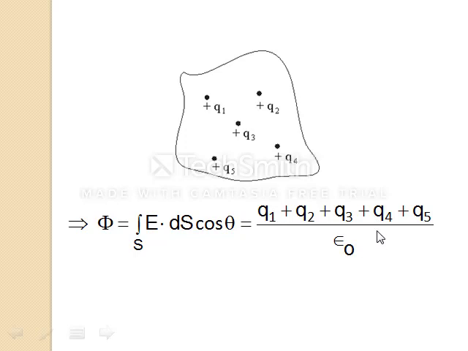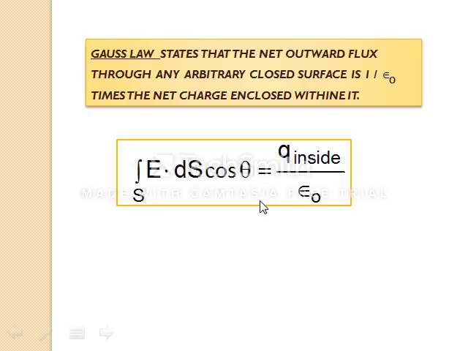And this is what we call Gauss law. So Gauss law states that if we have an arbitrary shaped closed surface, the net flux through that surface will always be equal to 1 by epsilon naught times the charge inside it. The charges which are outside that surface would not have any contribution. Suppose the charge is over here, this will have no contribution. So this is our Gauss law. The net outward flux through any arbitrary closed surface is 1 by epsilon naught times the net charge enclosed within it. And this is the expression. This basic formula is called Gauss law.